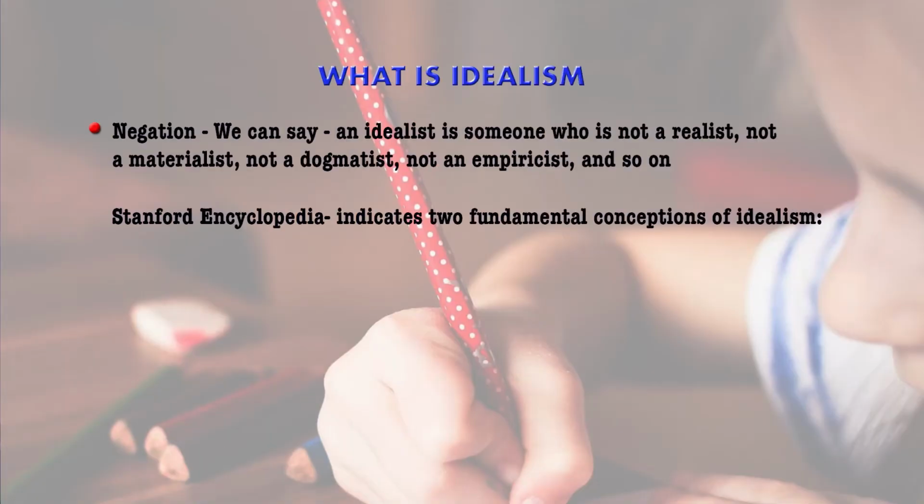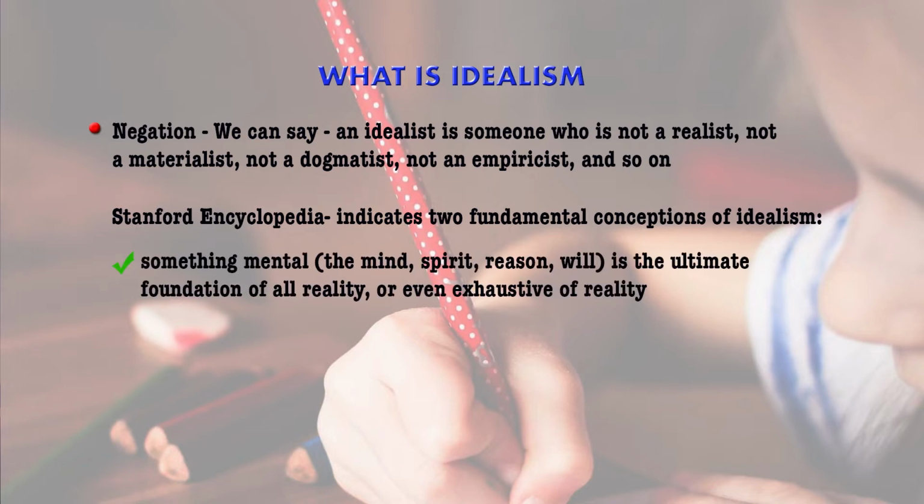Idealism is a general way of pronouncing it, but actually it is ideaism, where the idea is important. If you go through the Stanford Encyclopedia, it indicates two fundamental conceptions of idealism: something mental, meaning mind, spirit, reason, will. You can't touch your mind. You can touch your head, but you can't touch your mind. Spirit means ethos. Suppose you have decided, yes, this time I will top the university. This is your spirit, but nobody can touch your spirit. The spirit is in your mind.